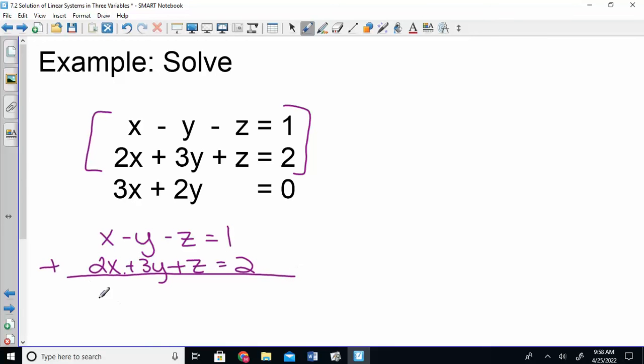So if I put those together, we get 3x plus 2y equals 3. So now I have not used the third equation yet, so I have to use it. Since it only has x and y, I can pair it with my other equation that only has x and y. So if I wanted to eliminate x, what would we have to do?